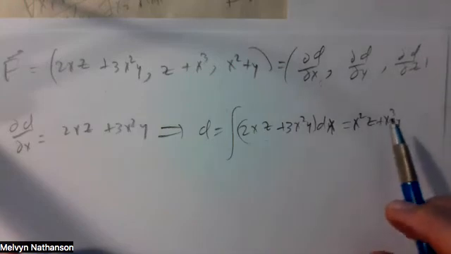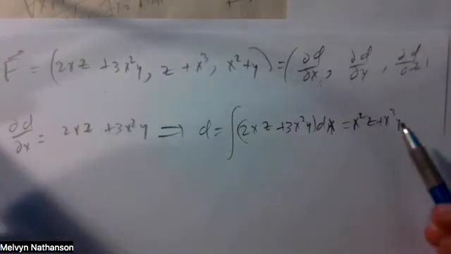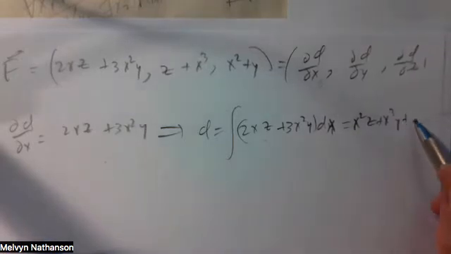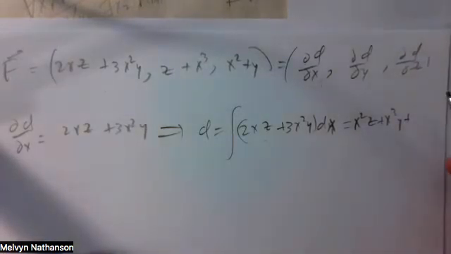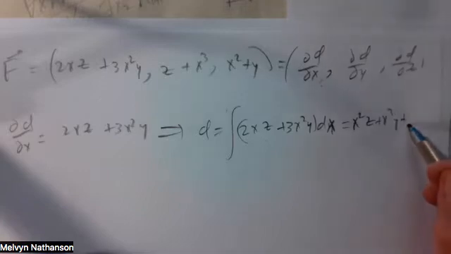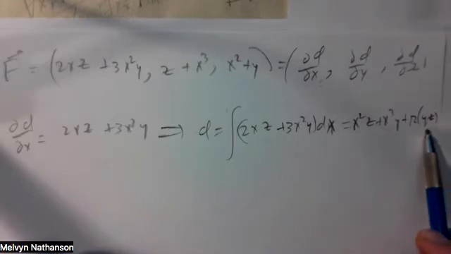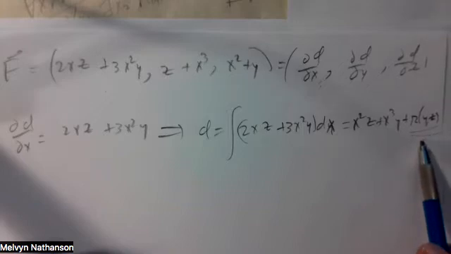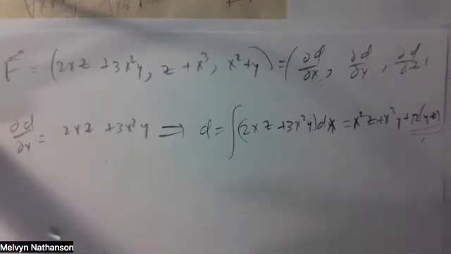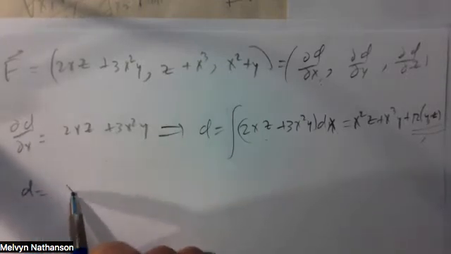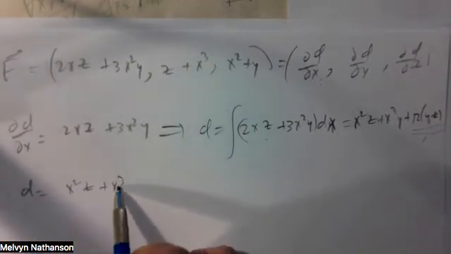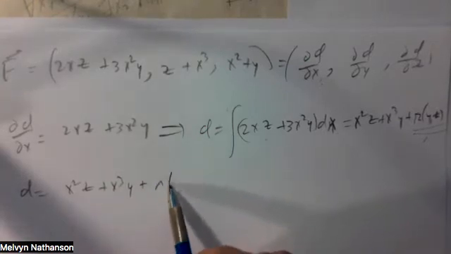And then, what kind of function gives you 0 when you differentiate with respect to x? Any function, let me give it a name, r, which only depends on y and z. Because if you now differentiate with respect to x, a function that only depends on y and z gives 0. So phi is x²z + x³y plus some function of y and z.